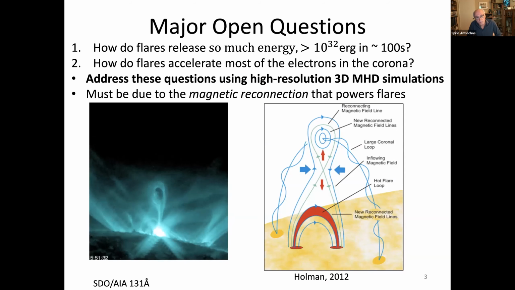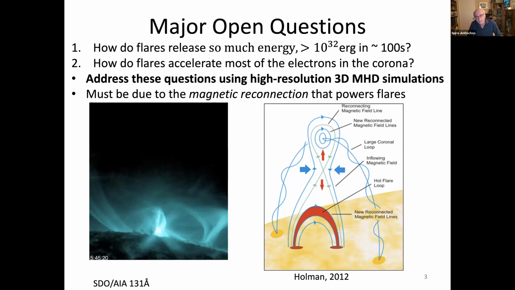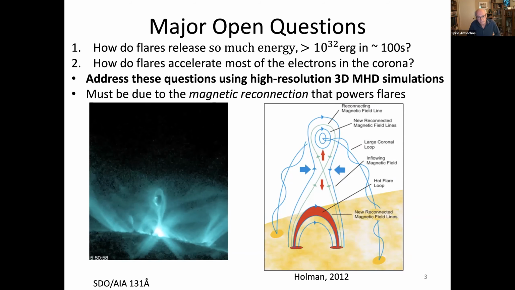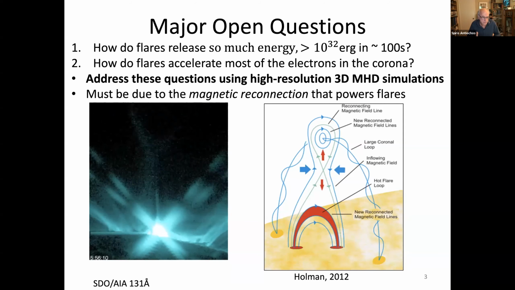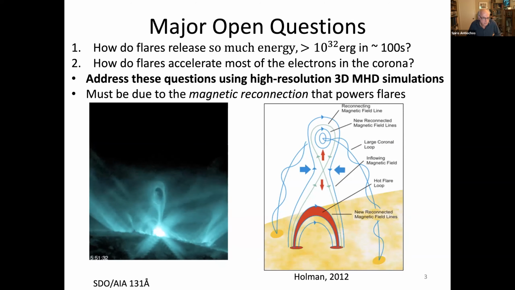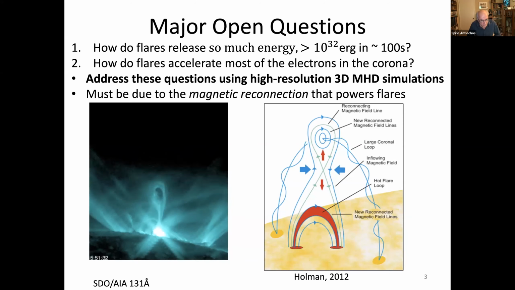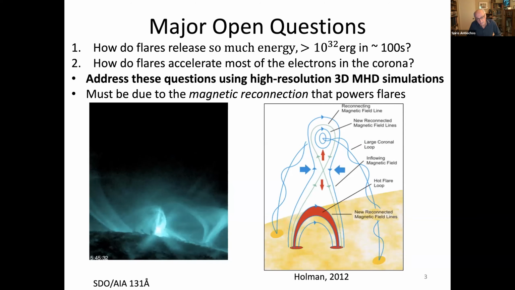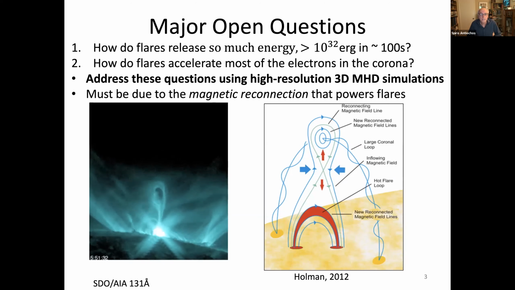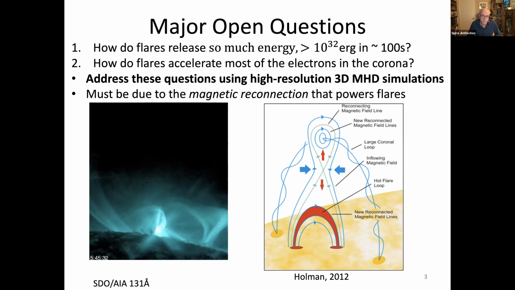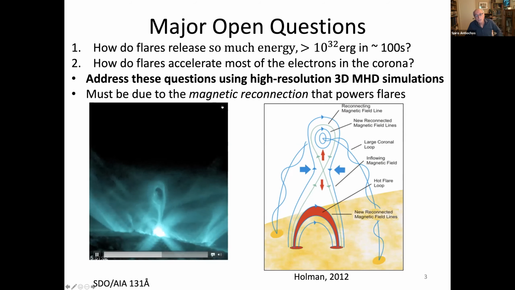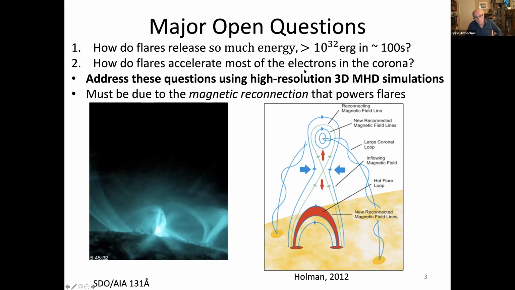The open questions are, one, how do flares release so much energy in such a little time? In other words, their power is enormous, up to 10^11 ergs per centimeter squared per second. Basically, a strong flare can give you a luminosity comparable to the solar white light luminosity. That's why you can see a white light flare. So how can they be such efficient energy releasers, and how do they accelerate so many electrons in the corona?